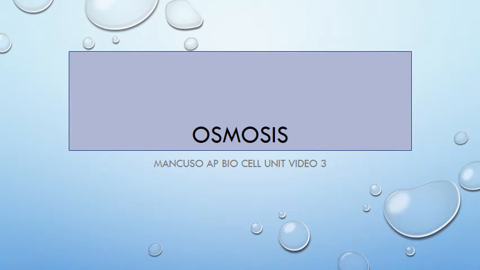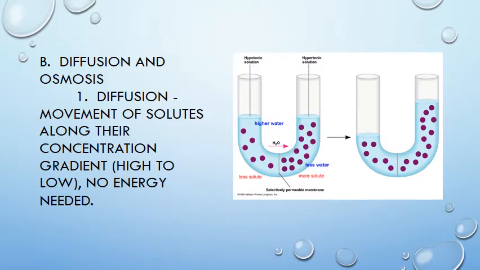Hi everybody, this video is to help you better understand osmosis. So to get started, first let's go back to diffusion. Diffusion is the movement of particles. So solutes that are dissolved can diffuse from one side to another through a selectively permeable membrane as long as they can pass through. They always move from high to low.